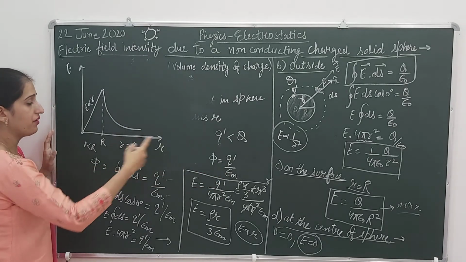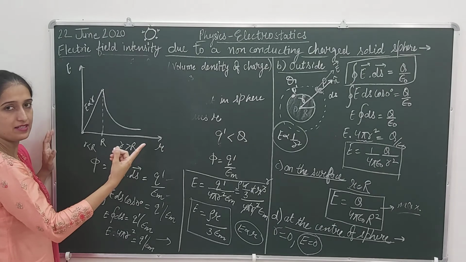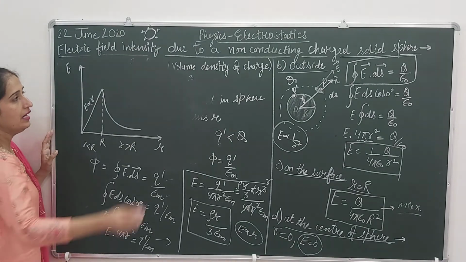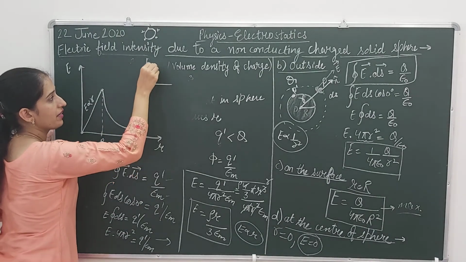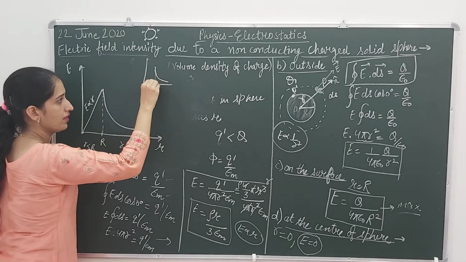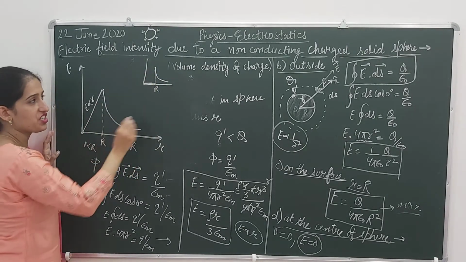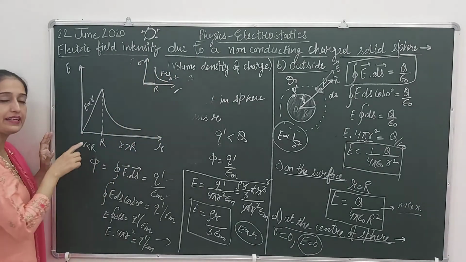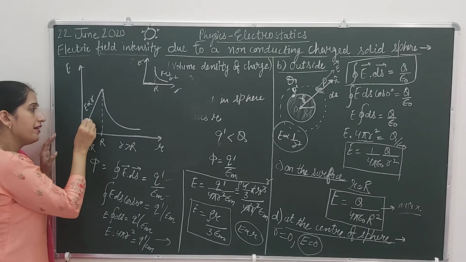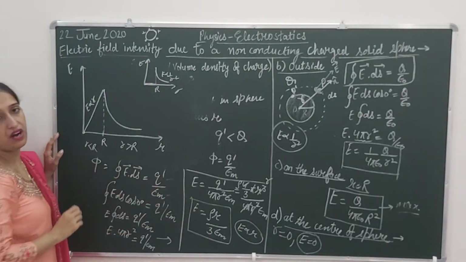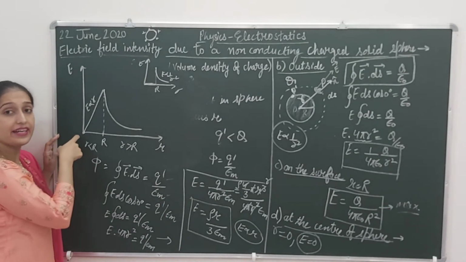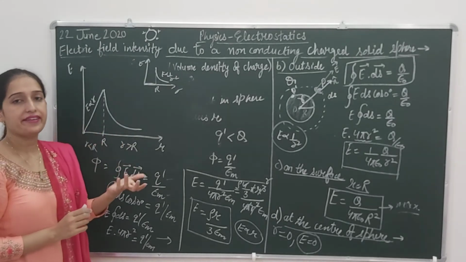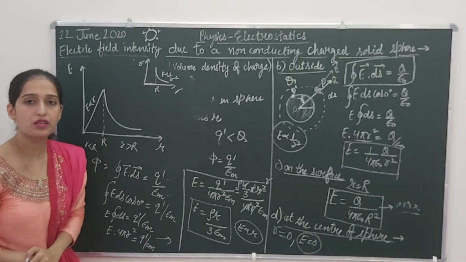And outside, when r is greater than the radius, it is inversely proportional to r square, so it will decrease like this. In the spherical shell, the graph was like this: it was 0 inside the shell, and outside it was again inversely proportional to r square. But here, in the case of a solid sphere, electric field intensity will increase as the value of r increases, and at its center, electric field intensity is 0. So this is the comparison of electric field intensity due to a shell and due to a solid sphere.